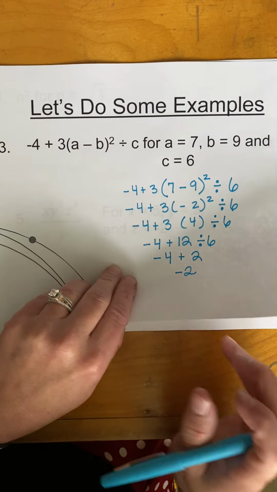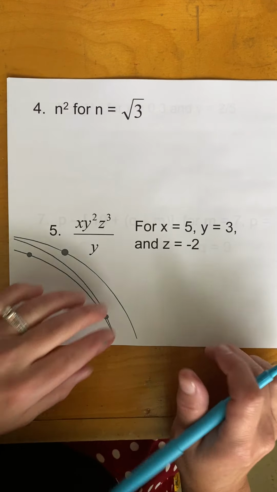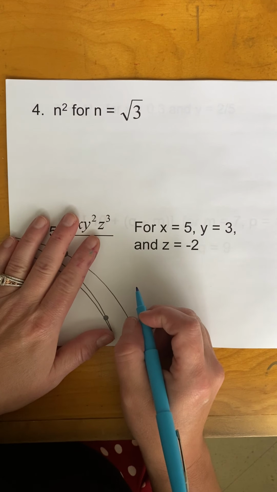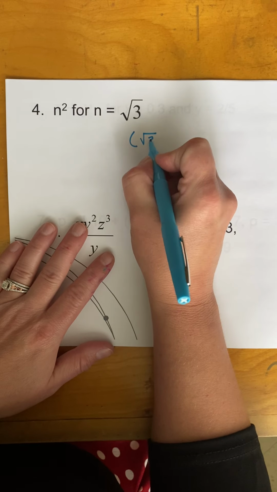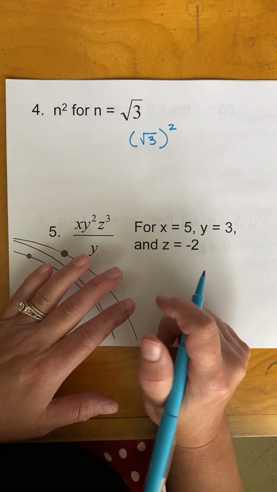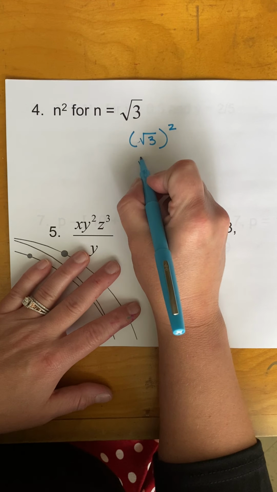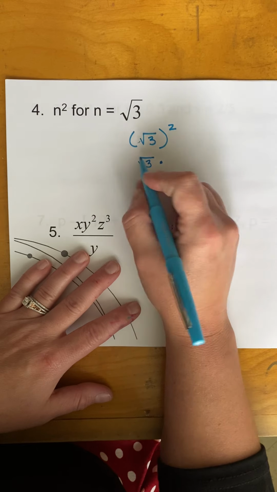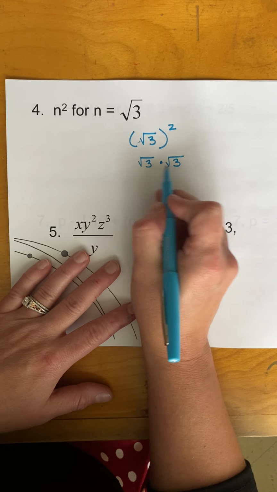All right, let's look at another one. All right, let's go up here first. We have n squared for n equals the square root of 3. So, I'm going to plug in the square root of 3 for n. Now we can think about this a couple of ways. I'm going to work it out the long way first. So the square root of 3 squared, I know that's the same thing as the square root of 3 times the square root of 3. And then I know I would multiply these.